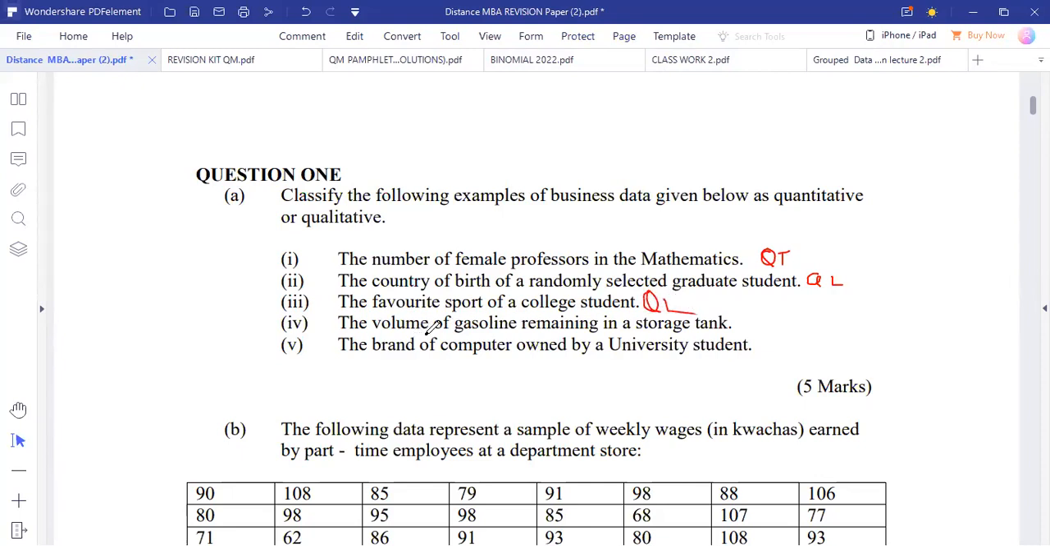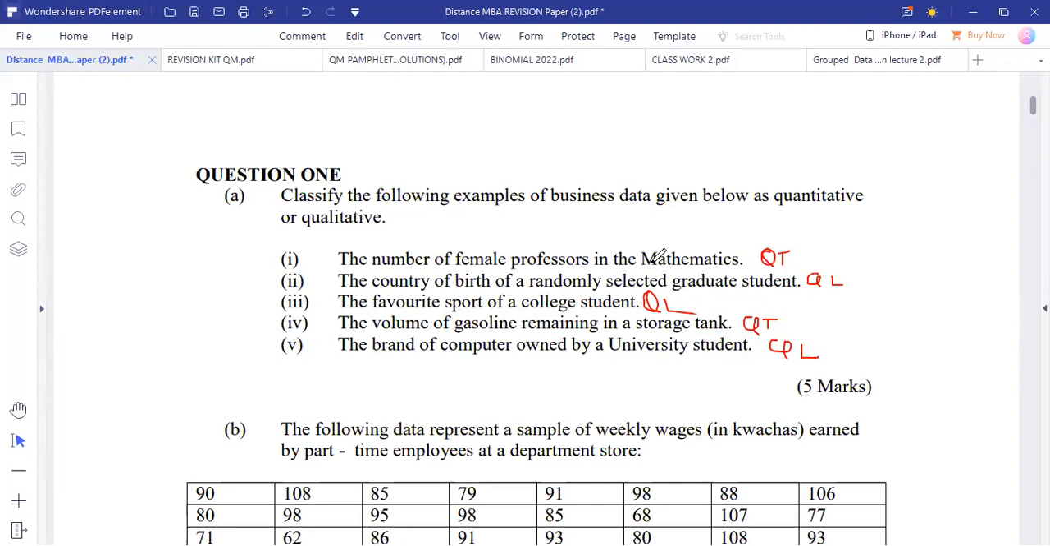The ladies, gasoline remaining in your tank. Qualitative or quantitative? Quantitative. How about the brand of computer owned by a student? Qualitative. Okay. All right, so at least we're able to identify that.